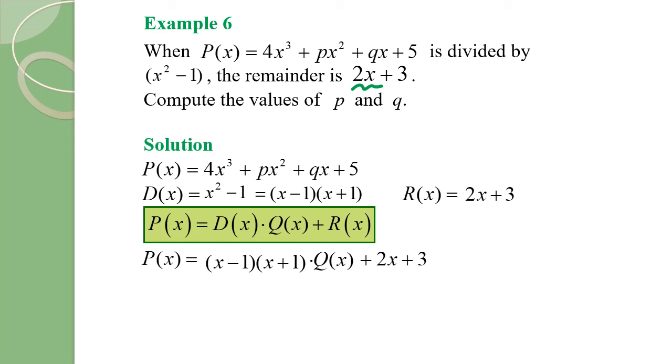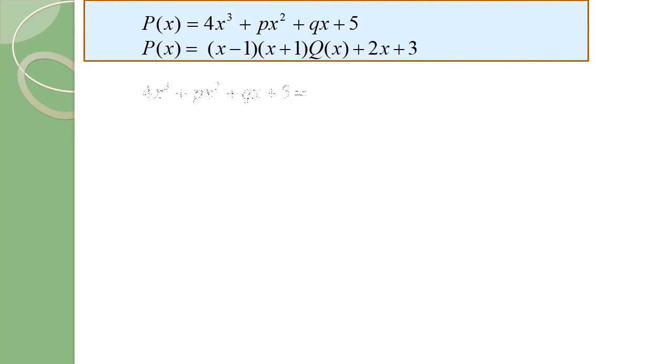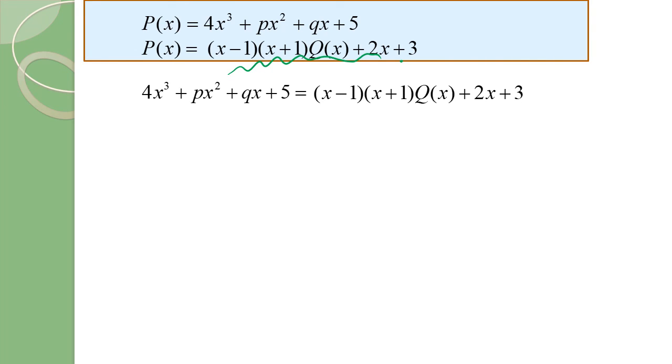What we just have to do is substitute the value of P(x) on the left side with the right side we have here. So P(x) is 4x cubed plus px squared plus qx plus 5, and the right side we have (x minus 1)(x plus 1)Q(x) plus the remainder 2x plus 3. So these two are the same. This is in the normal form. This is in the remainder, factor and quotient form.